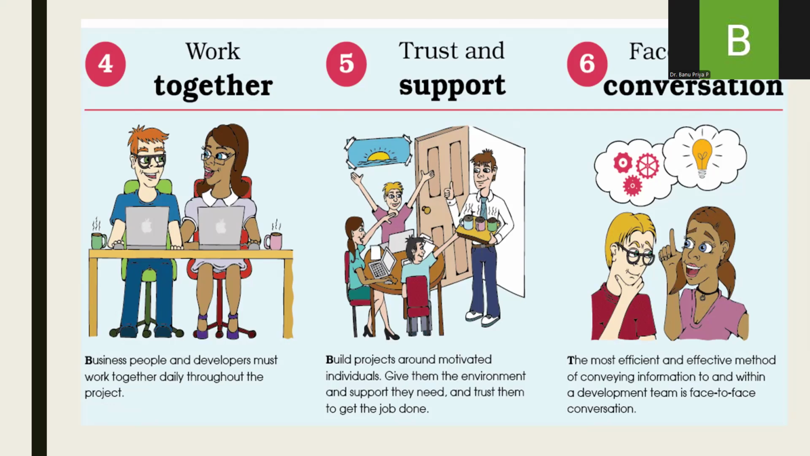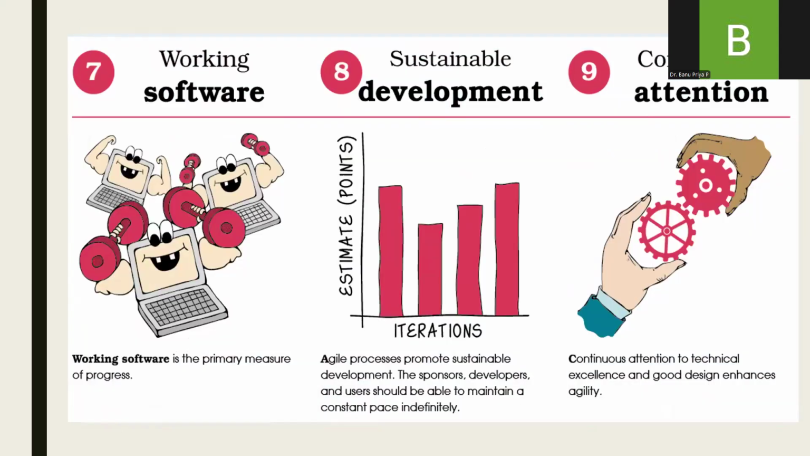The sixth principle is face-to-face conversation. It is the most efficient and effective method of conveying the information or the requirements, face to face within your development team, and having a good conversation on a daily basis. That is why daily Scrum meetings are so important in Agile. The seventh principle is working software. Working software is a primary measure of progress. And the principle also accompanies sustainable development.